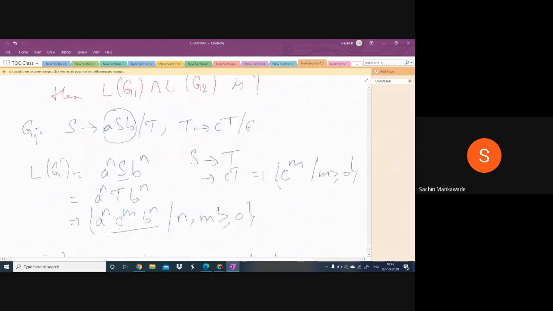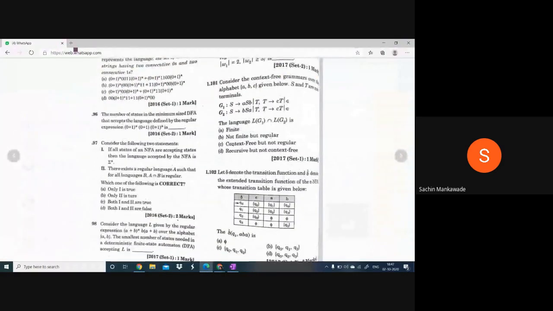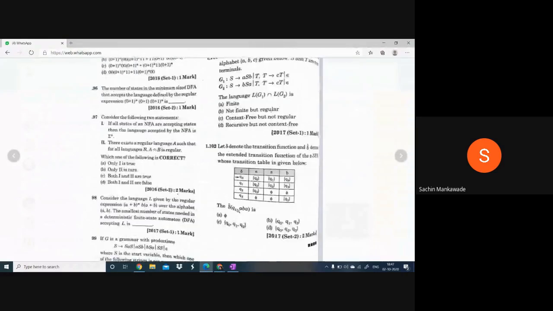So what is the answer? B. Not finite but regular. B is the answer.